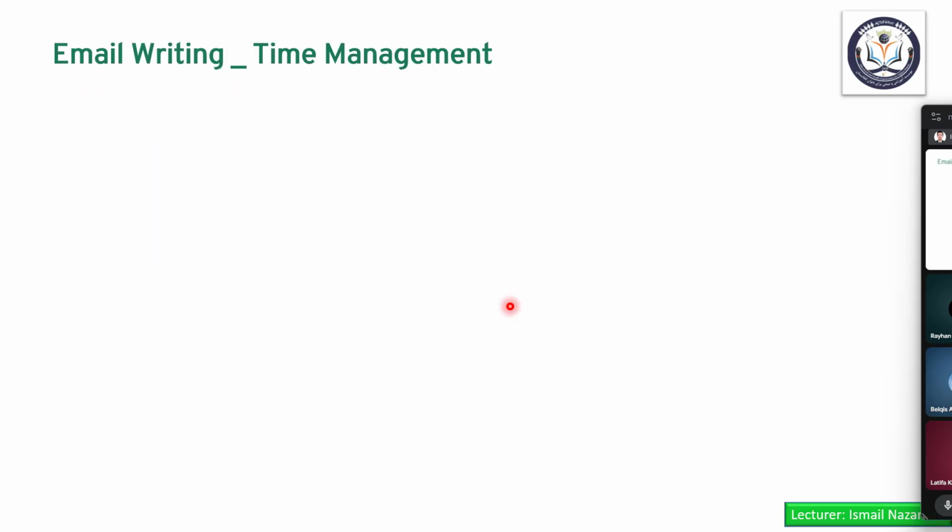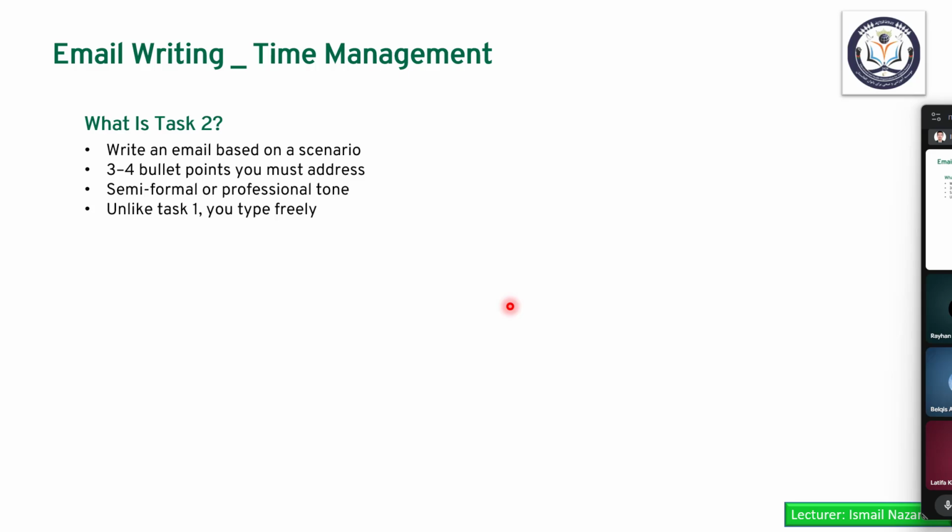Let's dive into the next part, which is the time management. As we have discussed, the email asks us to respond to a scenario with 3 bullet points. Okay, and then we have to use specific criteria. The politeness, we have to consider that one. The goal, that should address all the bullet points, and the rest of the things we discussed.